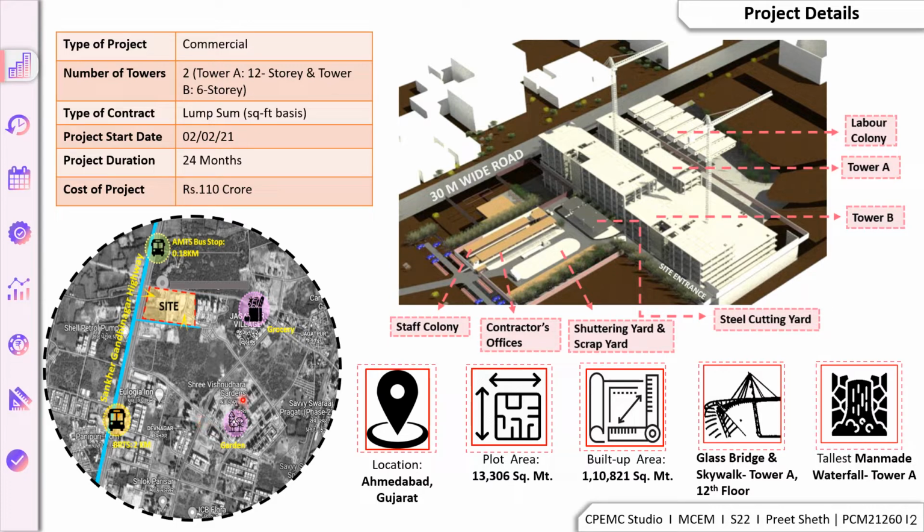Also, as we can see here, the site is located on SG Highway near Jagatpur village, and some of the key features of the project are the plot area, which is 13,306 square meters, built up area, which is 1,10,000 square meters, and some of the unique features include a glass bridge and skywalk in Tower A on the 12th floor and the tallest man-made waterfall on Tower A.